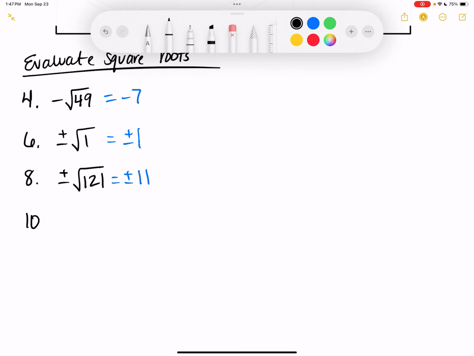10. This one you may not know. We're going to test your knowledge and find out. Negative square root of 256. The square root of 256 is 16. Just some quick math. I would not give you that one on a quiz or a test because you would not know that one right off the top of your head.